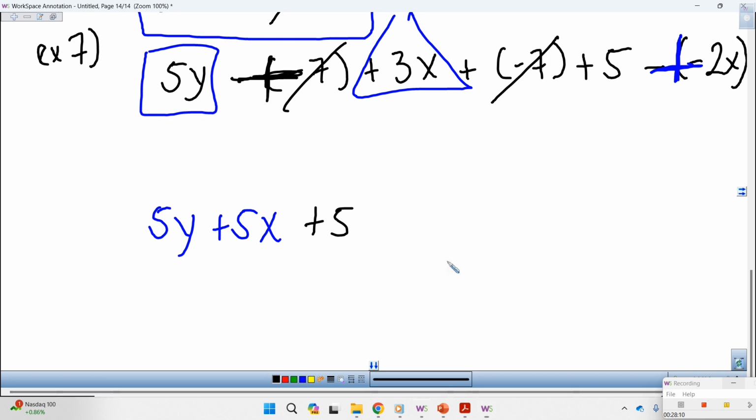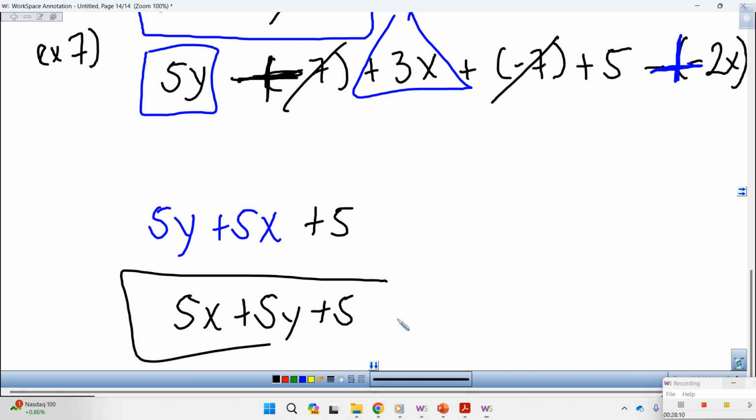All right, not bad. Now, this is technically correct. However, look up to the screen. From now on, whenever we're dealing with more than one variable, rewrite them in alphabetical order. So which one comes first? 5x, and then 5y, and then 5 at the end. Simple rule, yes? With that said, let's crank it up a little bit.